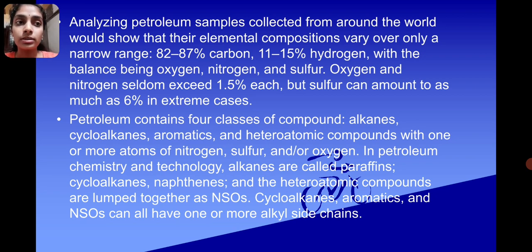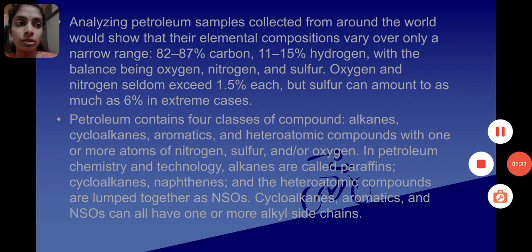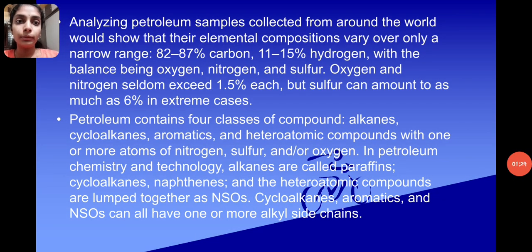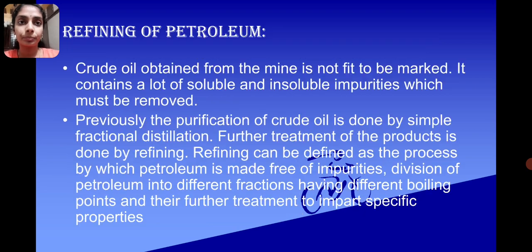Petroleum contains four classes of compounds: alkanes, cycloalkanes, aromatics, and heteroaromatic compounds with one or more atoms of nitrogen, sulfur, or oxygen. In petroleum chemistry and technology, alkanes are called paraffins, cycloalkanes are called naphthenes, and the heteroatomic compounds are lumped together as NSOs. Cycloalkanes, aromatics, and NSOs can all have one or more alkyl side chains.